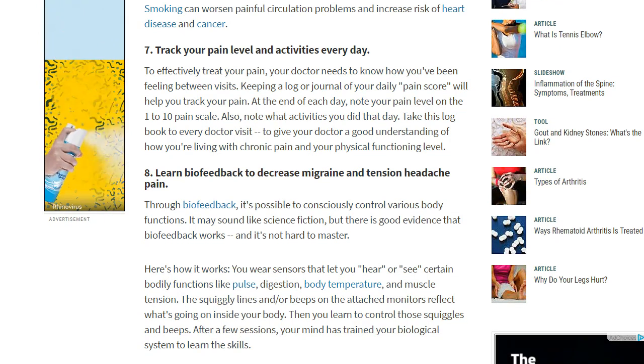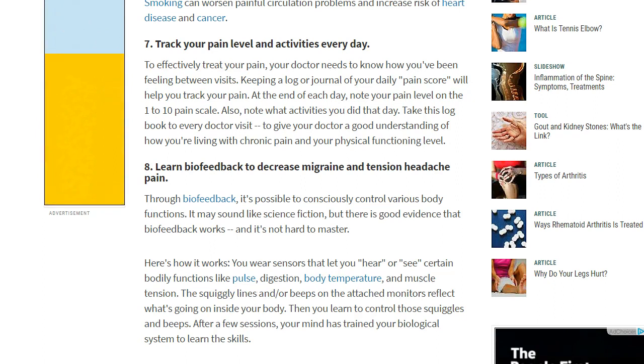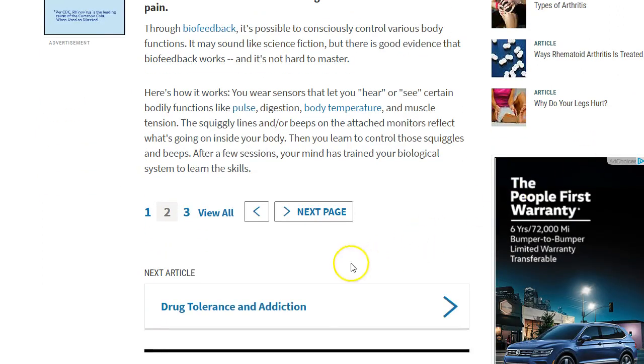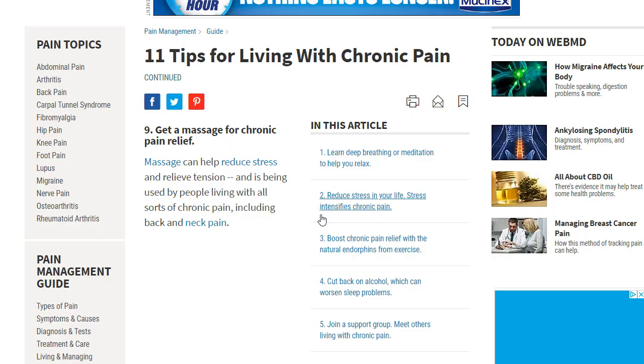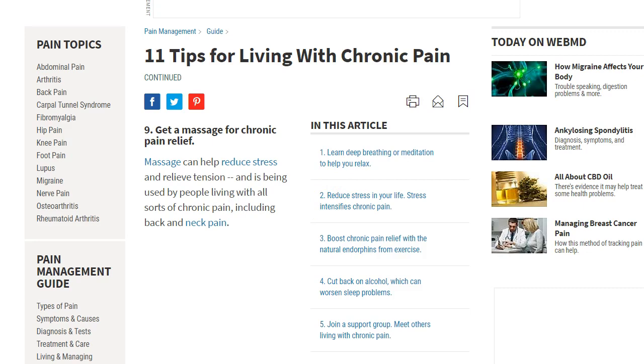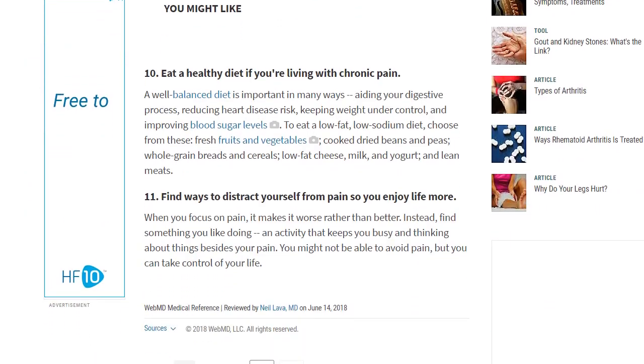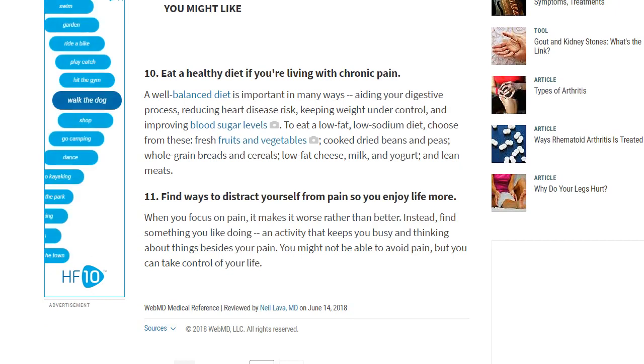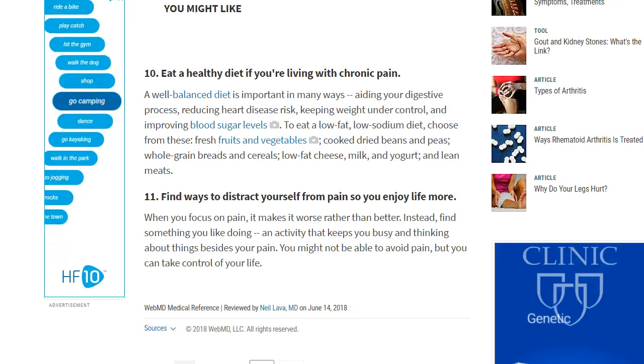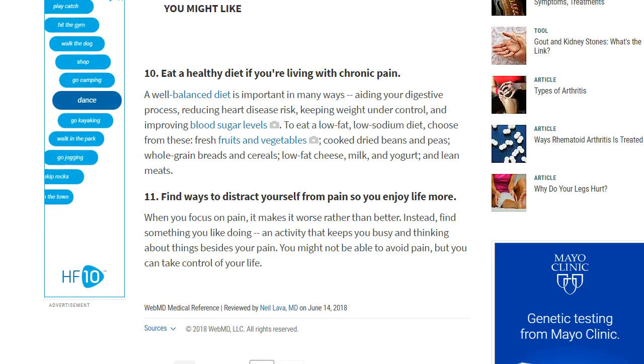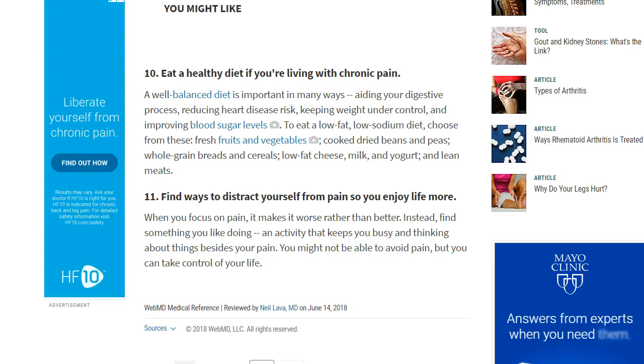8 is to learn biofeedback to decrease migraine and tension headache pain. And then 9 would be get a massage for chronic back relief. And 10 is to eat a healthy diet if you're living with chronic pain. And then find ways to distract yourself from pain so you can enjoy life more. So, again, these are 11 tips for living with chronic pain.